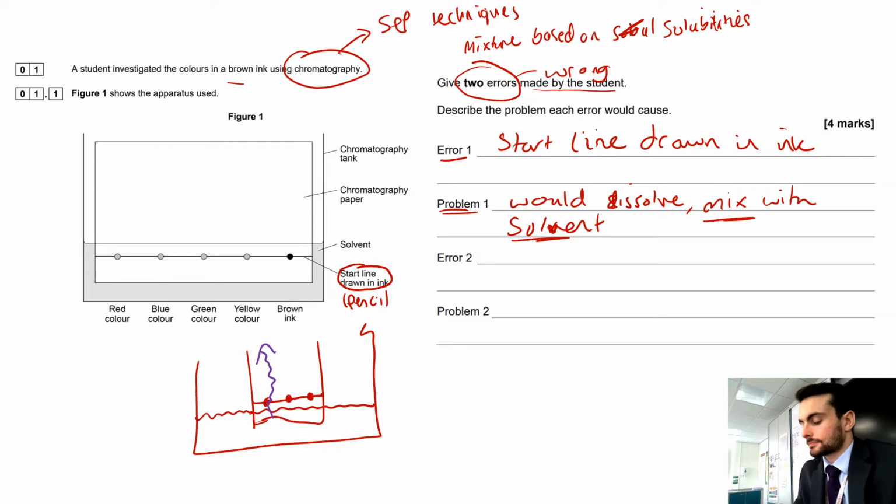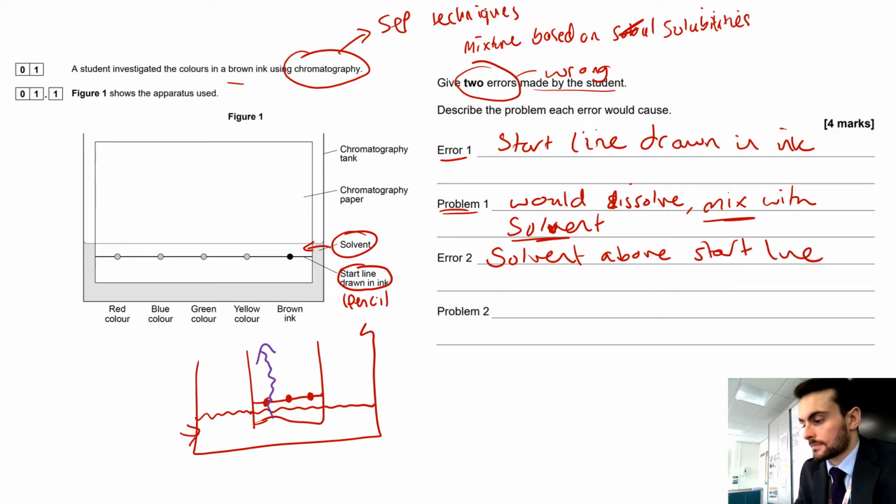Error 2, if you remember from the one I showed you the correct way of doing it at the start, the solvent goes above the start line. Very important that that does not happen. So solvent is above the start line. Why is that a problem? Well, if that happens, then same again, the colours are going to mix with the water, they're going to spread and they're going to dissolve into the solution rather than climbing up the page.